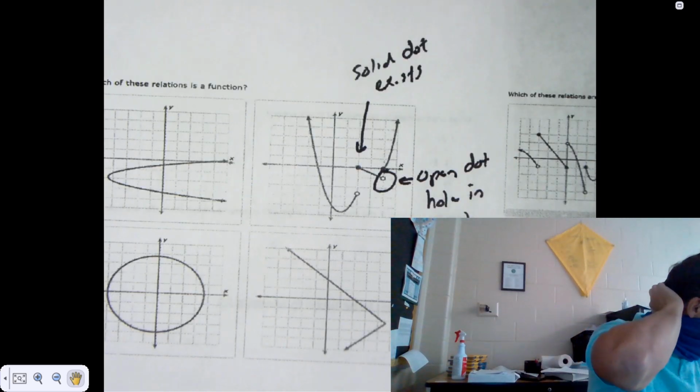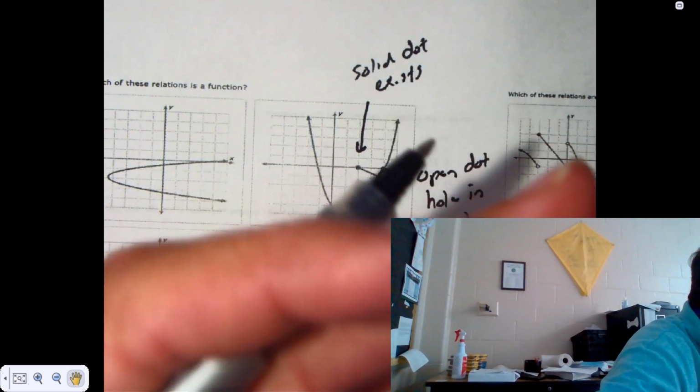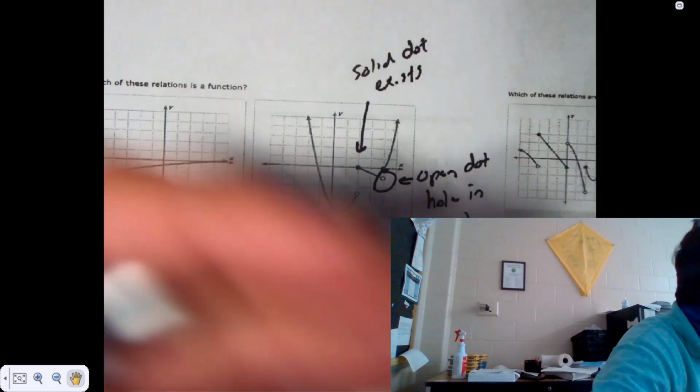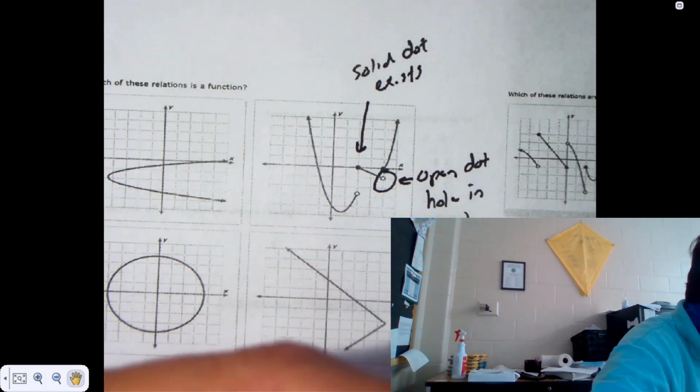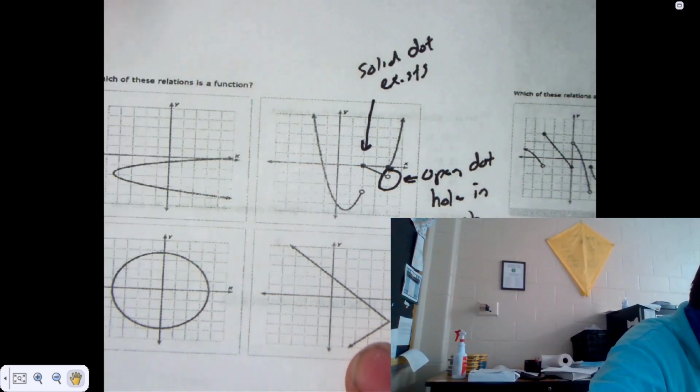Now, if you were listening to Christina, which you probably should, she said even if a line passes through that hole in the graph, it's passing through nothing. Okay? So a line cannot touch nothing, kids. So we start drawing our vertical lines here. I'm just going to start with this one.